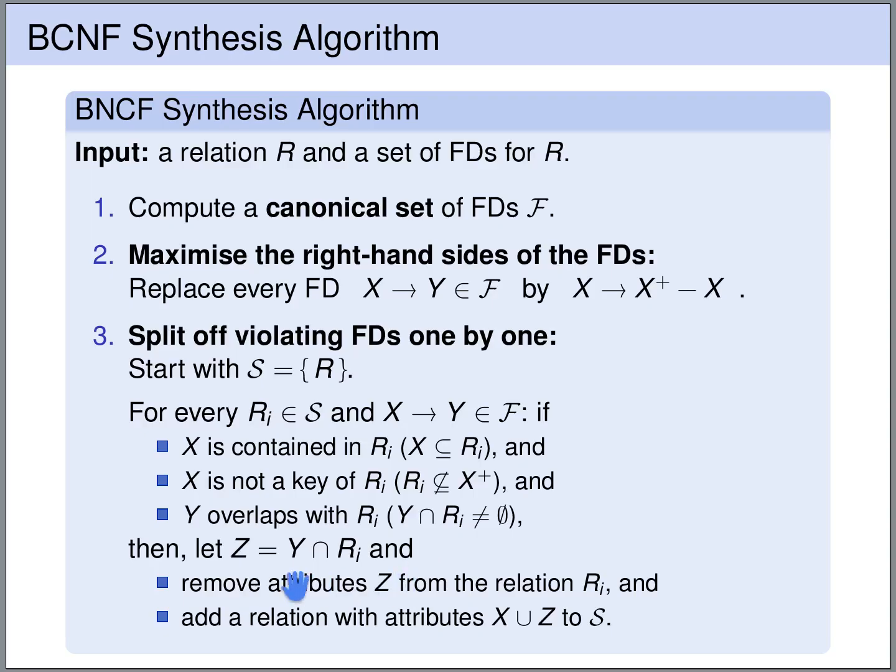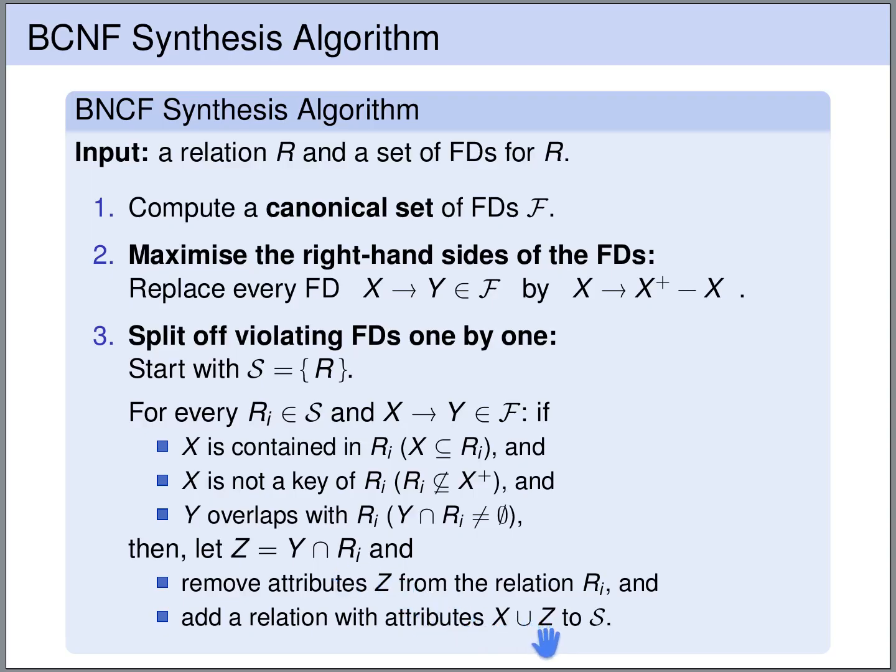And we split as follows. We compute the intersection of the right-hand side with the relation Ri. So Z will be all the attributes in the right-hand side that appear in this table. And we then remove these attributes Z from the relation Ri, and we add a new relation that contains the attributes X and these attributes Z. So we create a new table that contains the attributes in the left-hand side and those attributes in the right-hand side that also occur in the relation Ri.